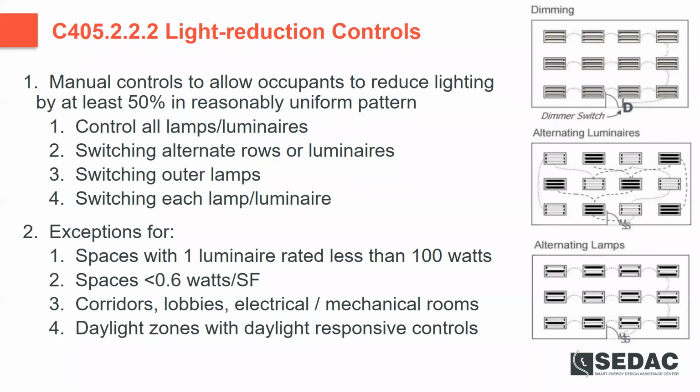There are some exceptions to this requirement. Spaces with one luminaire rated at less than 100 watts, spaces with less than 0.6 of a watt per square foot, corridors, lobbies, mechanical rooms, and daylight zones with responsive controls. So again, point 3 there is kind of calling out safety and security areas. You don't want lights necessarily dimming down in an area where you've got potential safety issues.